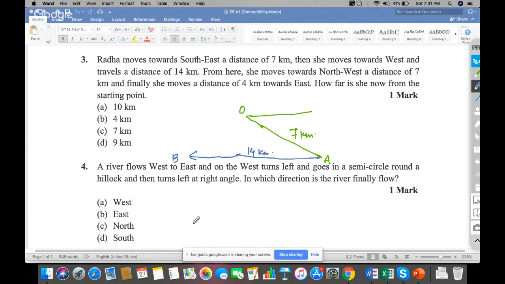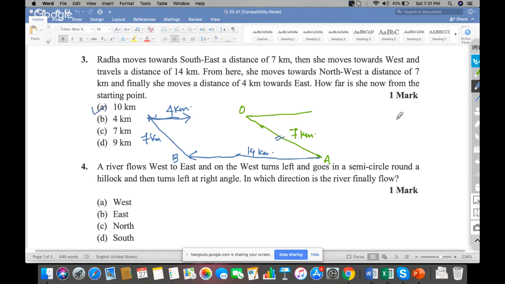From here, she moves towards northwest. Northwest means this direction, which is again 7 kilometers from here. Finally, she moves 4 kilometers towards the east. So this comes out to be 4 kilometers. How far she is now from the starting point? The answer is A. Why?